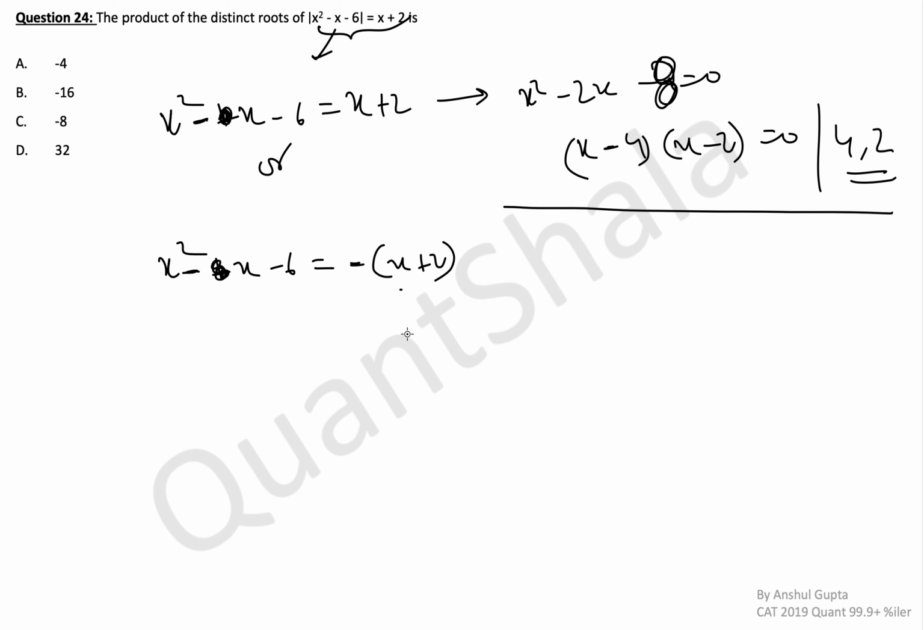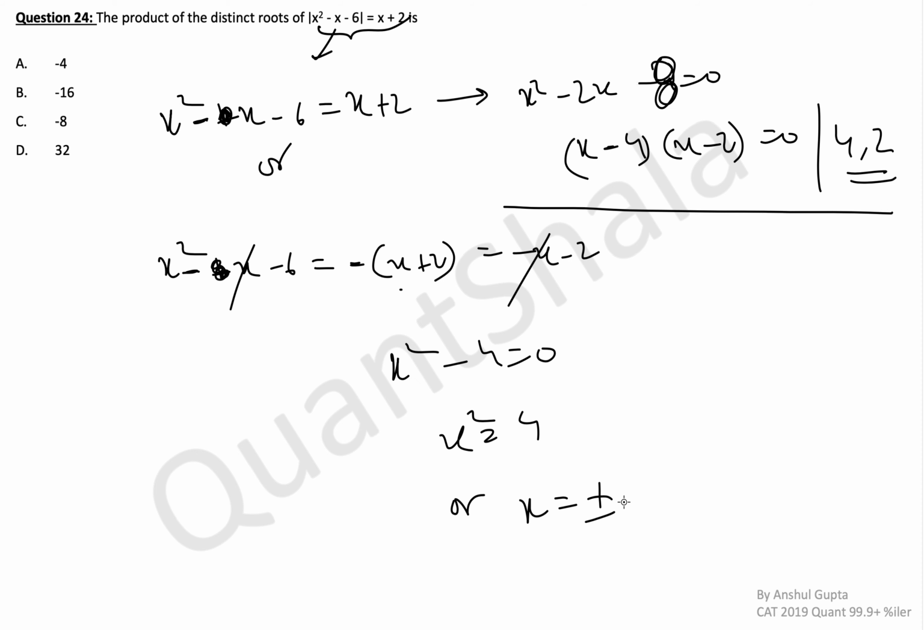In the second case, this is equal to minus x minus 2. Minus x gets cancelled. You are left with x^2 minus 4 is equal to 0. x^2 is equal to 4, or x is equal to plus minus 2. That means the roots are 2 and minus 2.